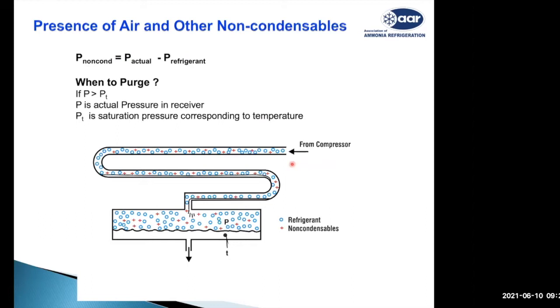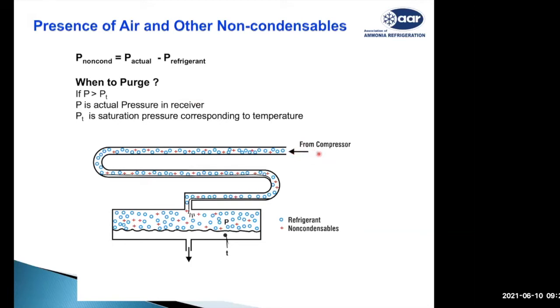Now, how do we know we have non-condensable gases in our system? Today, instead of saying non-condensable gases, we will restrict ourselves to calling it only air, because air is a major contributor. But remember, when I mean air, it is totally non-condensable gases, also called foul gases. Normally when air and ammonia come in together, pressure is additive. The total pressure of the system is the pressure of the refrigerant plus the pressure of the air.